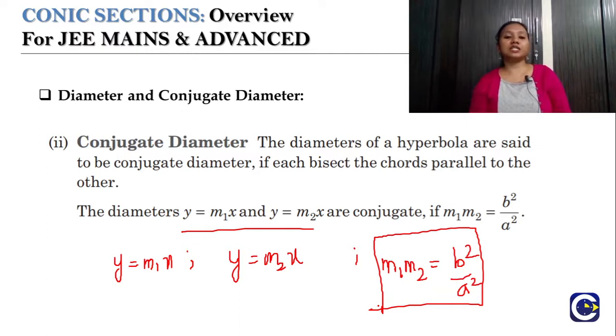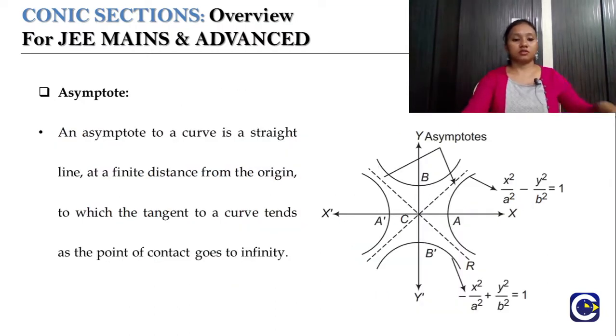We have seen the same condition in the ellipse. There it will be minus of b square by a square, which we have seen in our ellipse too. So this is the condition in order to identify whether the two diameters are conjugate or not. So that is about our diameter as well as the conjugate diameter.